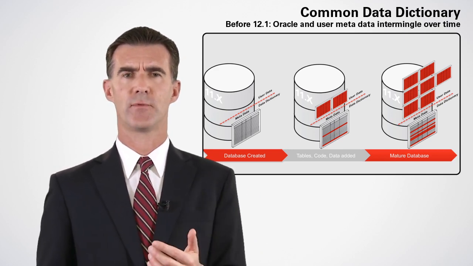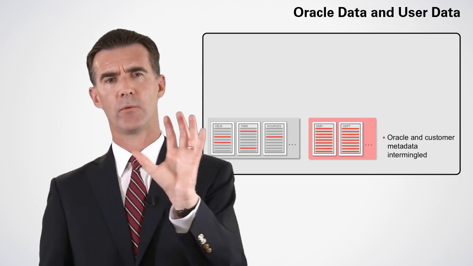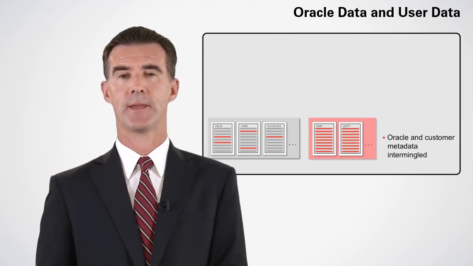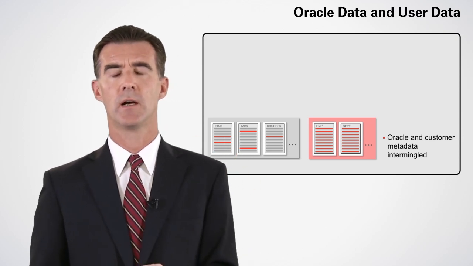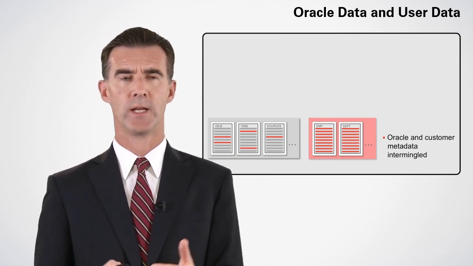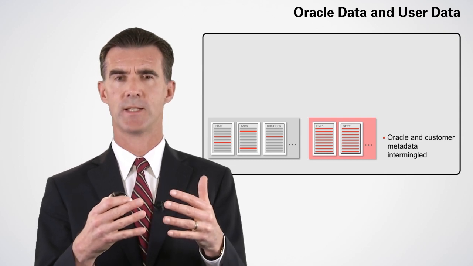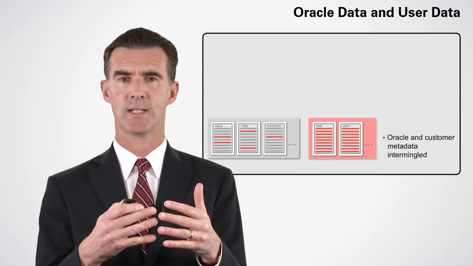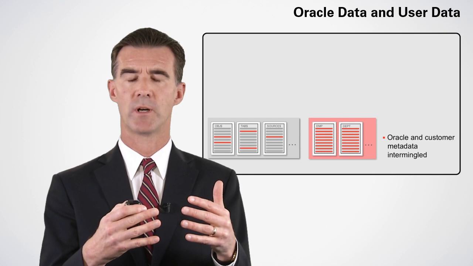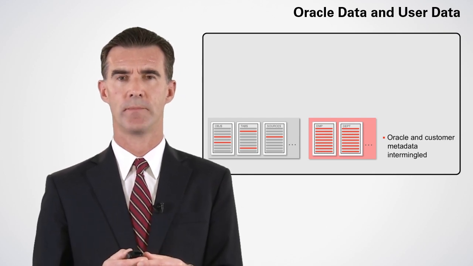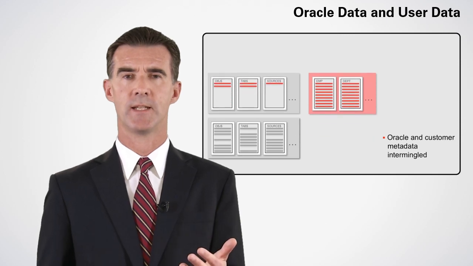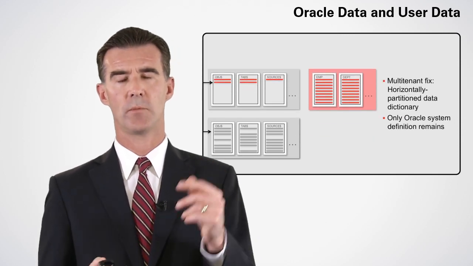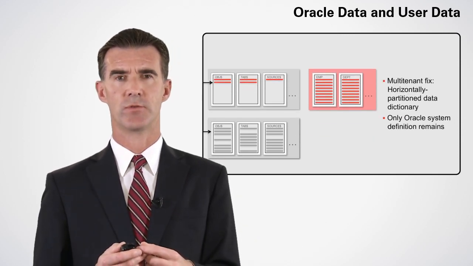So looking at this a different way, now we have what was formerly below the line in pink there. That's the customer data. And on the grey side, we've got the Oracle metadata dictionary. And there you see the red rows representing the structure of the application data, intermingled with the grey rows representing the structure of the Oracle data dictionary. What we've done in Oracle Database 12c is to separate these two. Now we have two copies of the metadata dictionary.